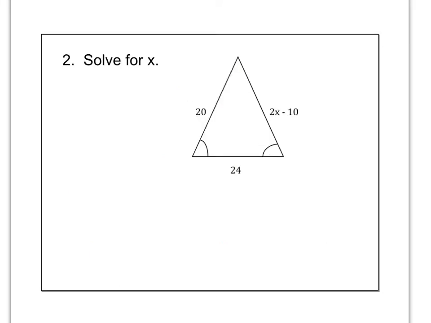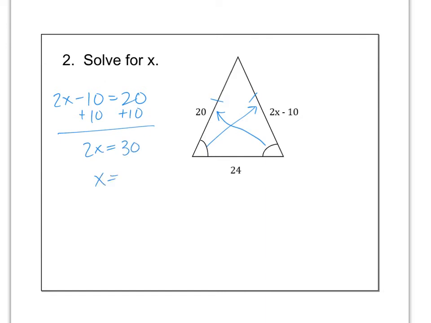Please pause the video, try number 2. So in this triangle, there are two congruent angles. If I go across from those angles, I'm going to have congruent sides. Two equal angles means two equal sides. So the 2x minus 10 will equal the 20. You don't need to use the 24. Add your 10. 2x equals 30. x equals 15. And I think we are done because it just says solve for x.